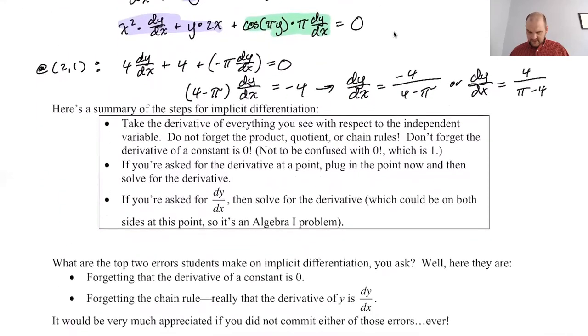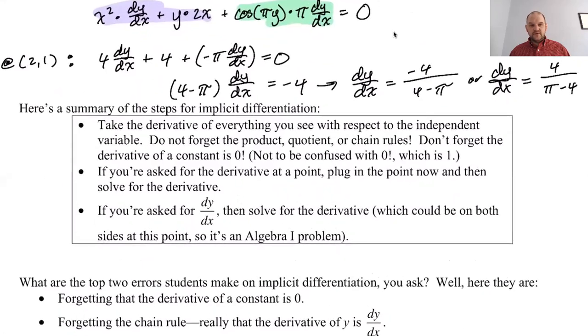So this kind of summarizes what we're doing. Take the derivative of everything you see with respect to the independent variable. You can tell the independent variable because you're doing dy/dx, with dx in the denominator, so x is the independent variable. With respect to the independent variable, don't forget the derivative of a constant is 0. And then if you're finding the derivative at a point, plug in as soon as you can. If you are asked to find dy/dx, then you do your algebra.